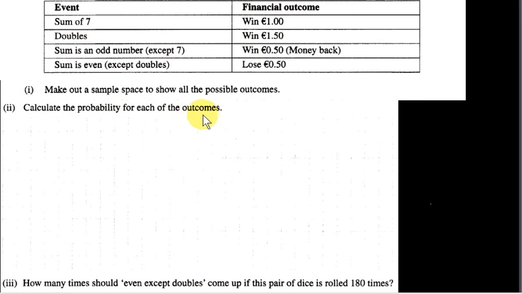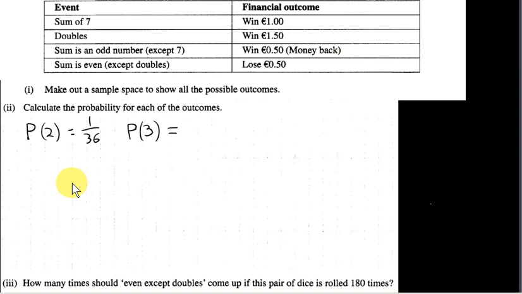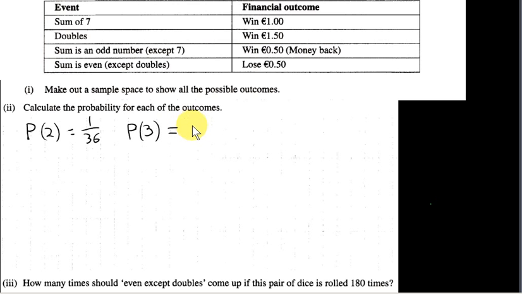Calculate the probability for each of the outcomes. Well, let's start with the probability of getting a 2. You can see here that only one outcome consists of getting a 2. So that's one outcome out of 36, so the probability is 1 over 36. Now let's look at the probability of getting a 3. We just count the occurrences of the number 3. You can see that it occurs just 2 times. So the probability of getting a 3 is 2 over 36, which can be simplified to 1 over 18.